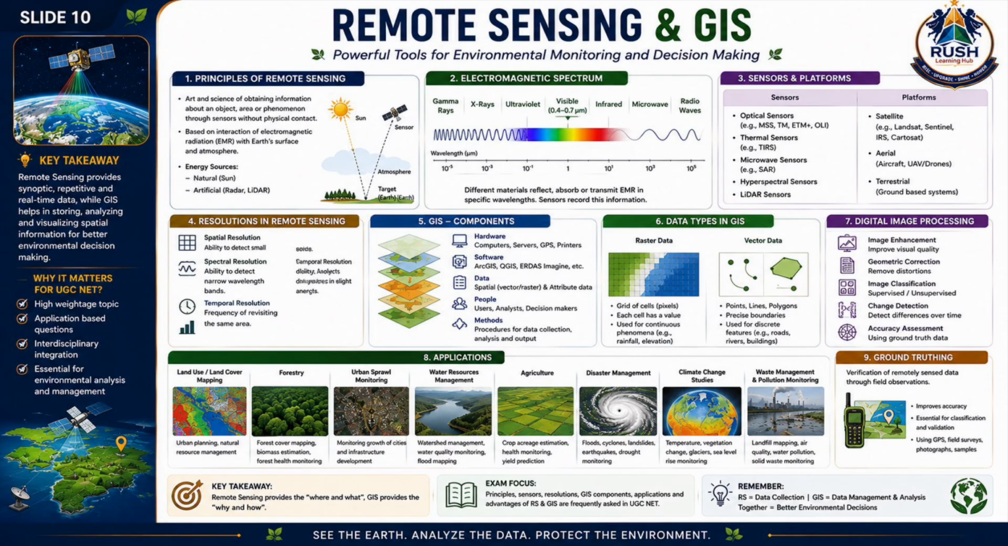In water resource management, they assist in watershed mapping, groundwater studies, flood monitoring, and water quality assessment. In agriculture, they support crop acreage estimation, yield prediction, drought assessment, and precision farming. In disaster management, they are used for monitoring floods, cyclones, landslides, earthquakes, and forest fires.